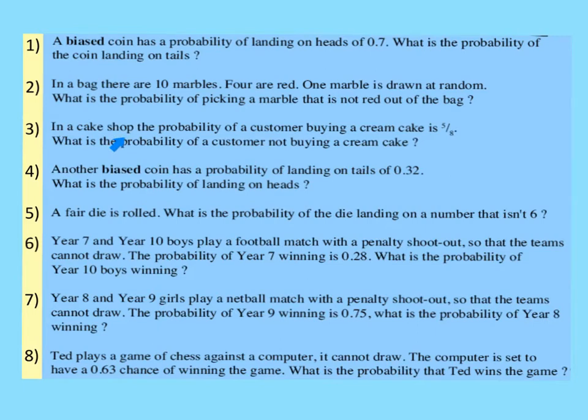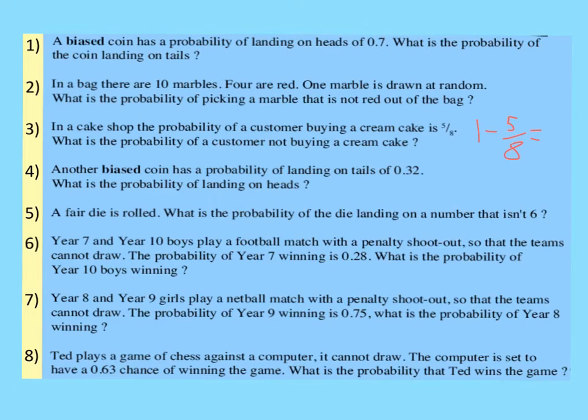In a cake shop, the probability of a customer buying a cream cake is 5/8. Well, a little hint here may help you. 1 minus 5/8. That's what you need to do. If you've got 5/8, you need to make a whole. How many eighths are left?